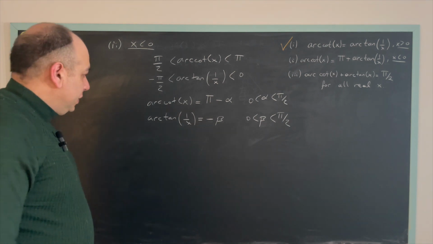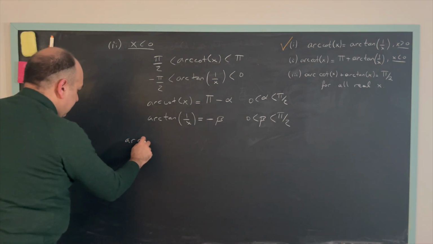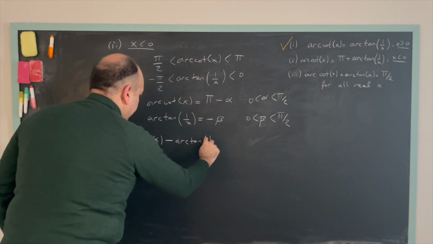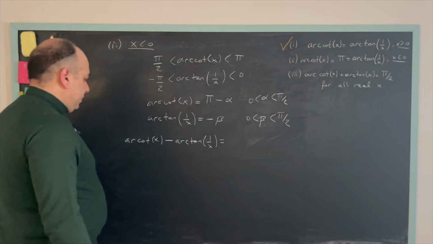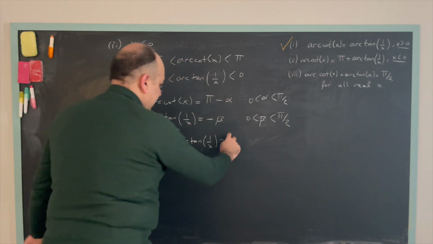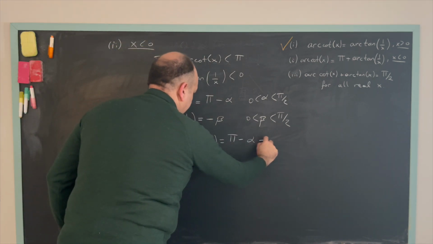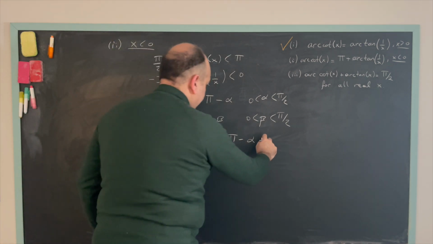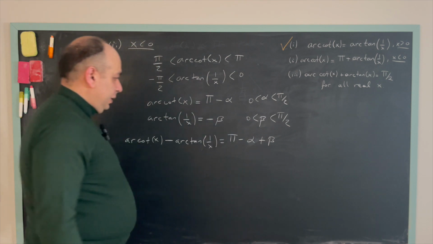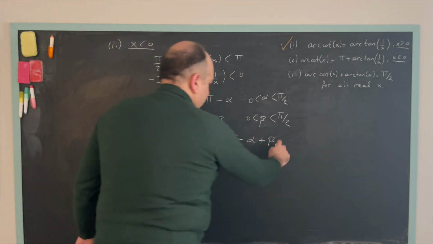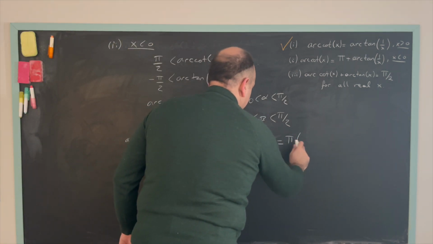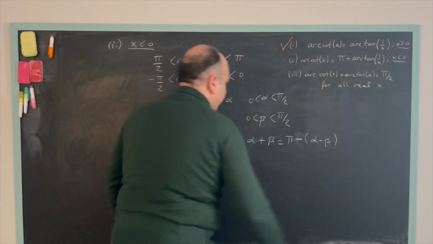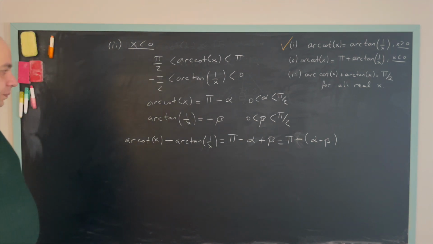So if you want to write arccotangent x minus arctangent 1 over x, what we have is arccotangent x is pi minus alpha. There's another minus here: minus arctangent 1 over x is minus beta, so this becomes plus beta. So this is nothing but pi minus alpha plus beta.